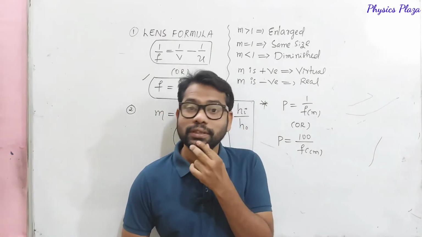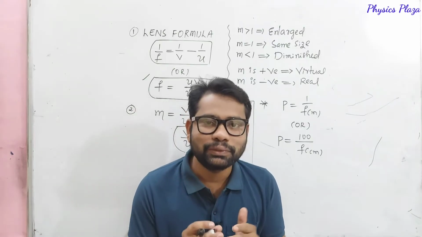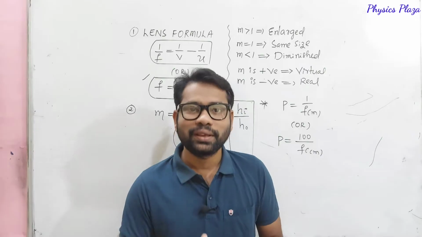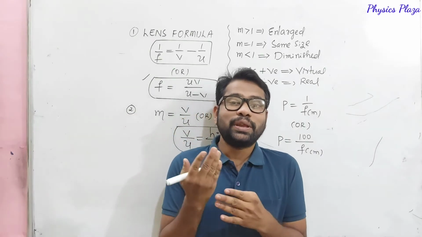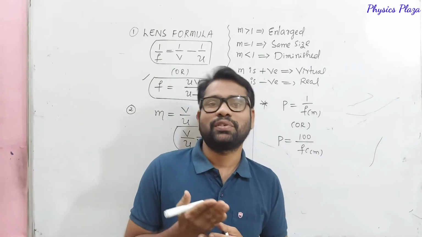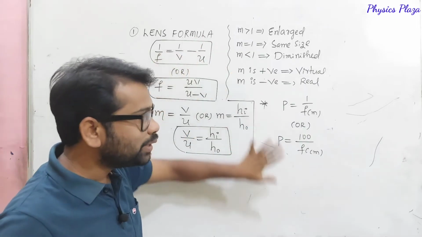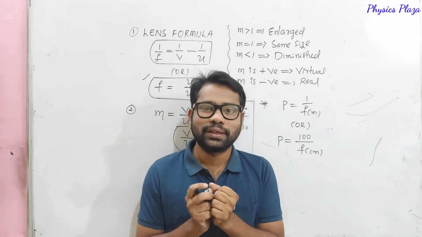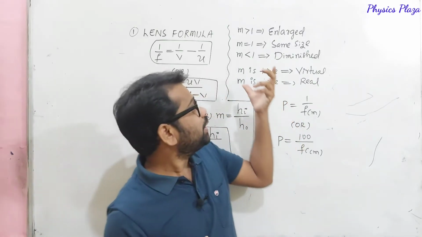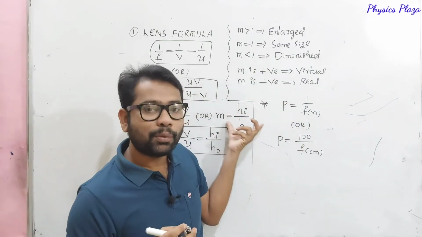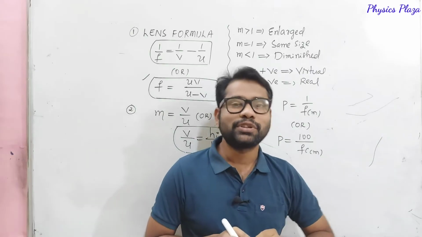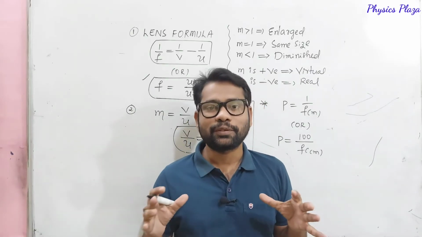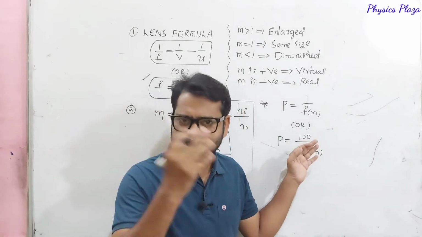Now we may wonder, sir, are these formulas enough to solve the numericals based on lenses? No. Why? Because the very important thing is the sign convention. These formulas plus the sign convention rules, and then we will do the numericals very easily. So once again, let us see the sign convention rules in a fast manner.